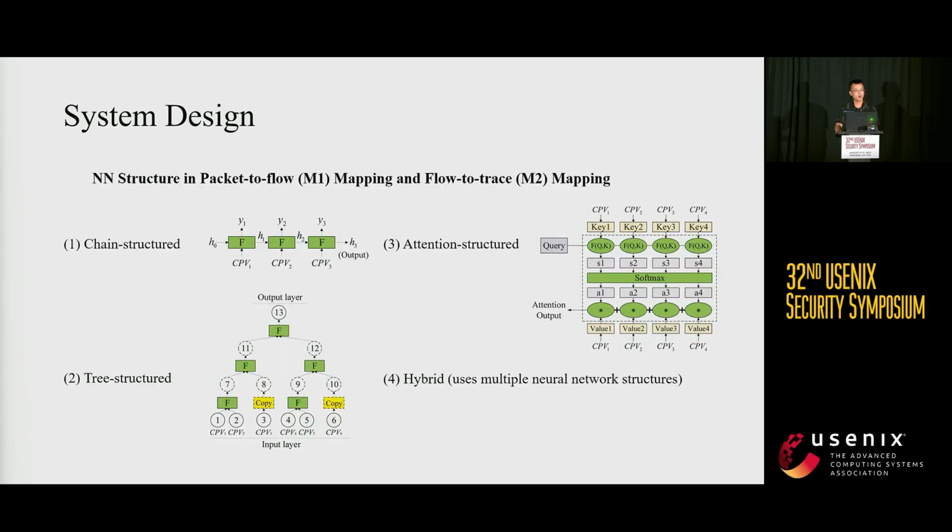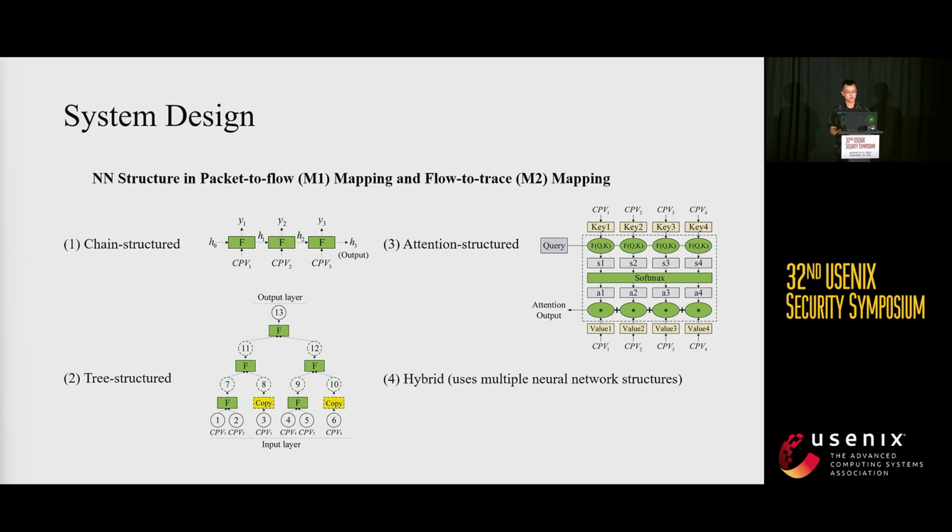In both M1 and M2 modules, we use neural networks to transform a sequence of vectors into a feature vector. Theoretically, we can employ various sequential models for this purpose. In our study, we construct 4 different types of neural networks, each belonging to a distinct family, which are the chain-structured, tree-structured, attention-structured, and hybrid family.